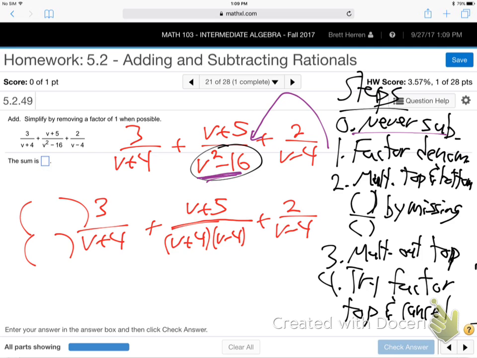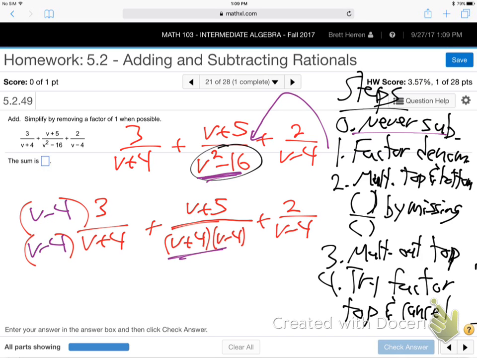What's he missing? V minus 4. Top and bottom, right? Remember, whenever you bring something new into a problem that wasn't already there, you've got to do it with balance. Top and bottom, so you don't really change anything. You just make it look different.